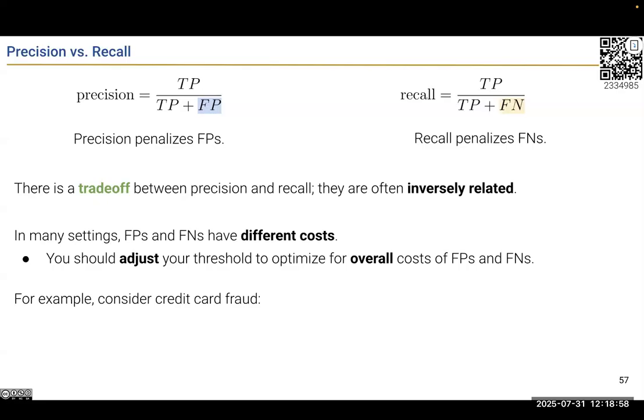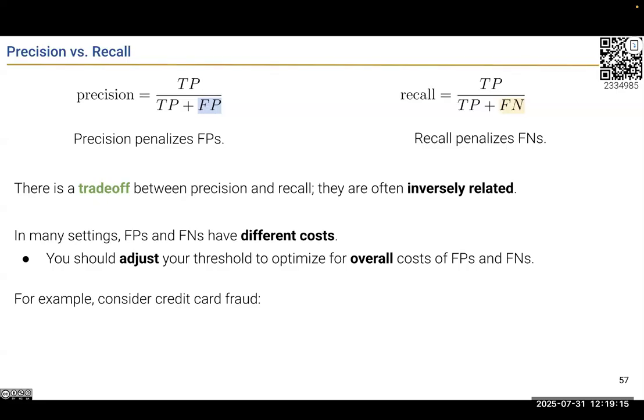Well, let's start with false negatives. What is a false negative in this case? That's when you classify a transaction as not fraud, negative, but it is actually fraud. That's a pretty big problem, right? You say it's not fraud, but it's actually fraud.